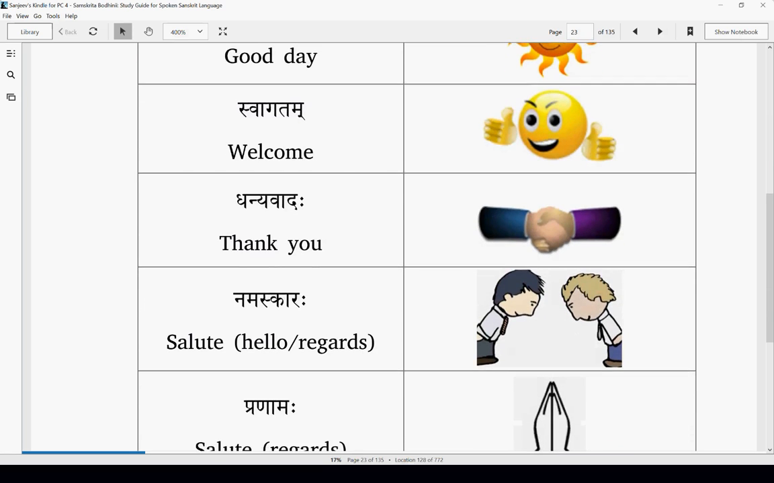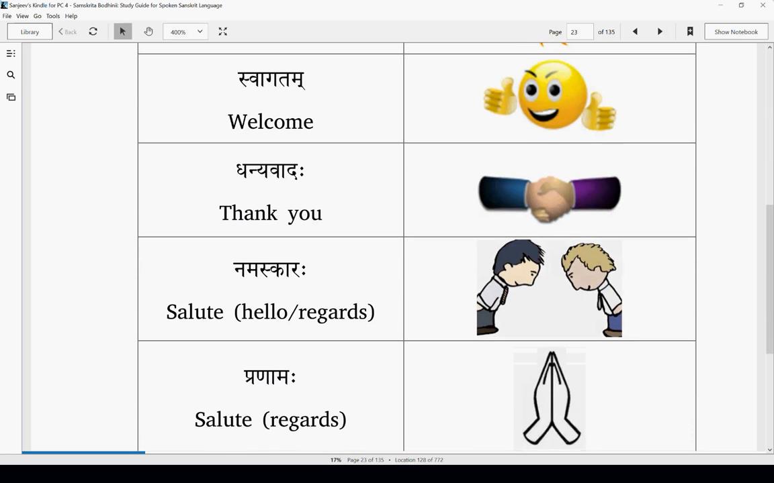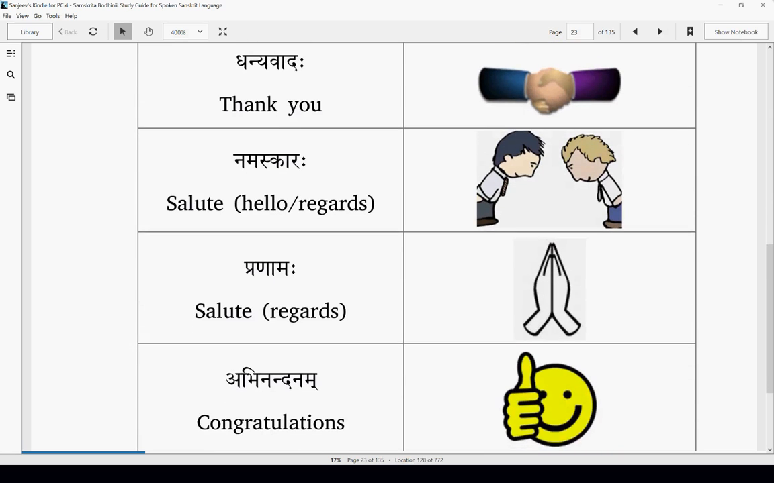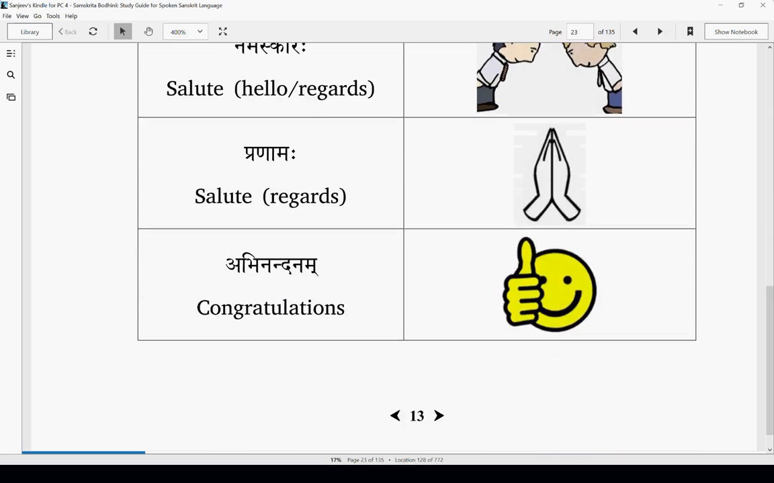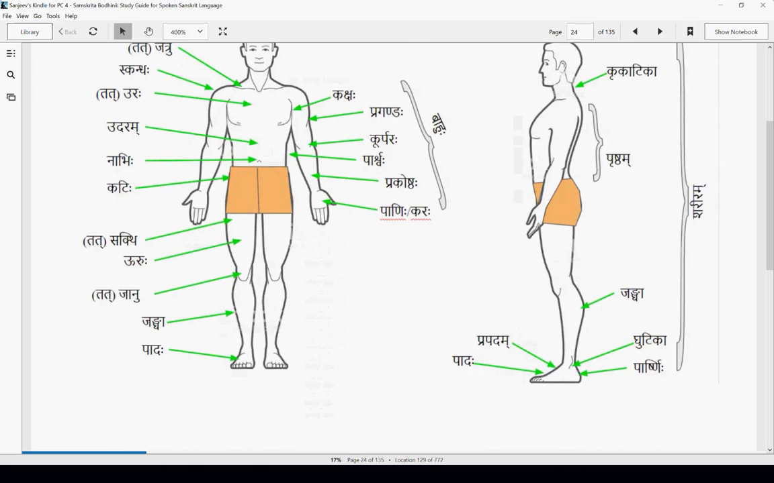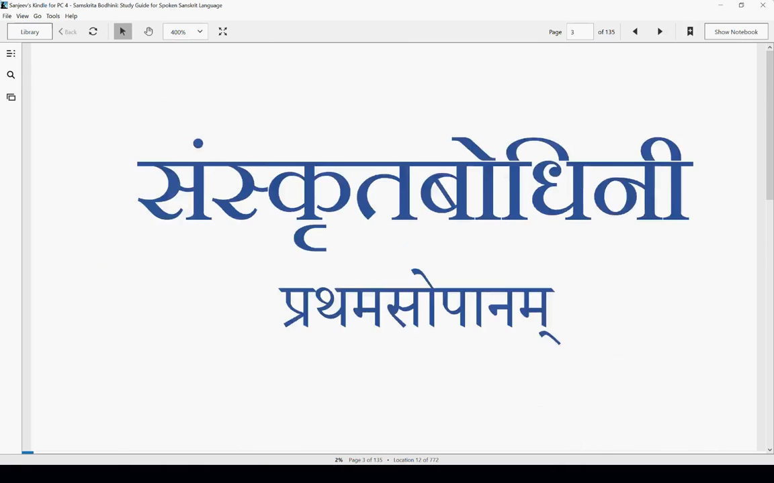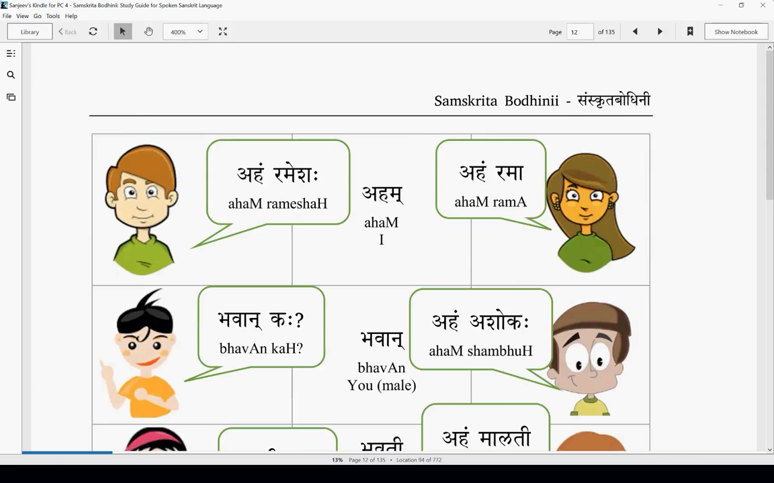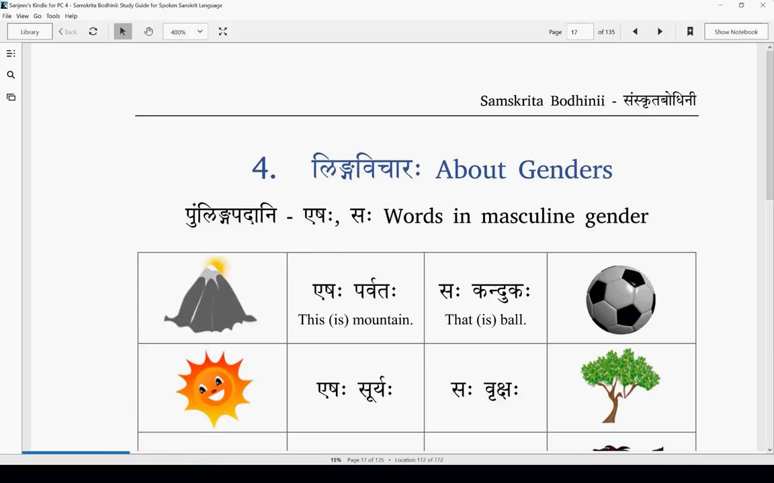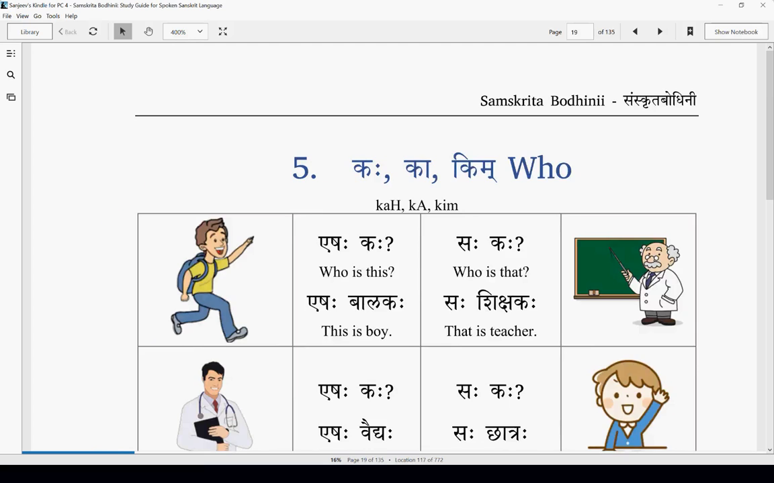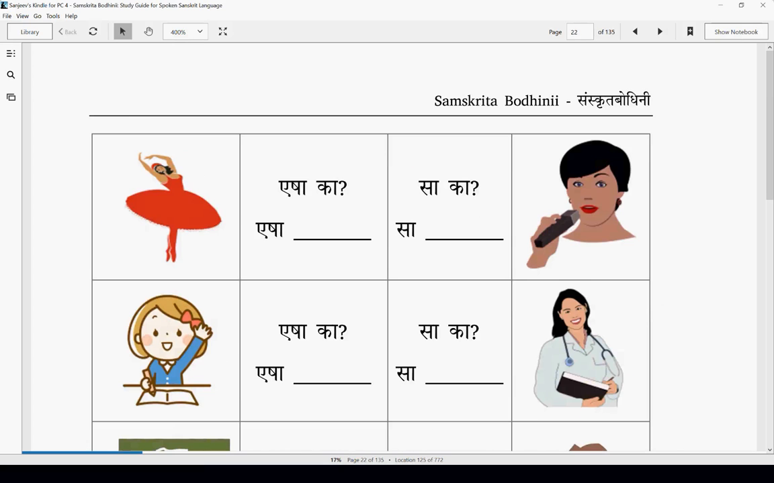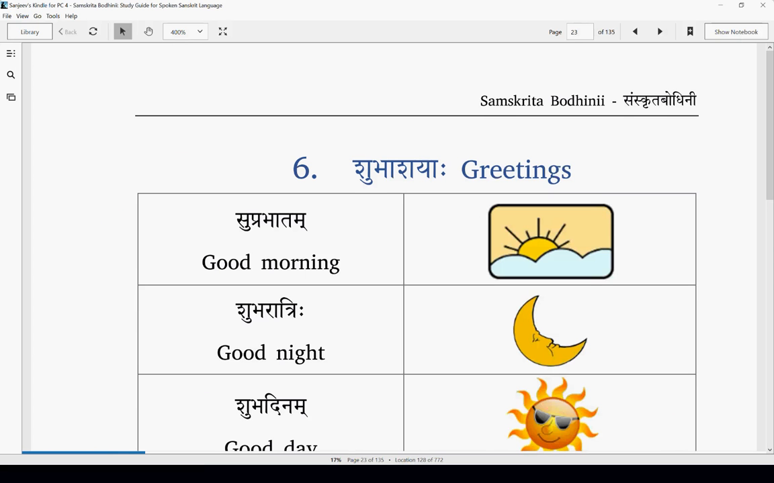Dhanyavadaha. Namaskaraha. Pranamaha. So these are all pullinga words. You know that. Abhinandanam. Okay. So when you say good morning, you have two words, right? Suprabhatam and Shubhodhayaha. So there are two different genders. Yes, two different genders. Shubhodayaha is pullingam. Suprabhatam is Napunsakalingam.